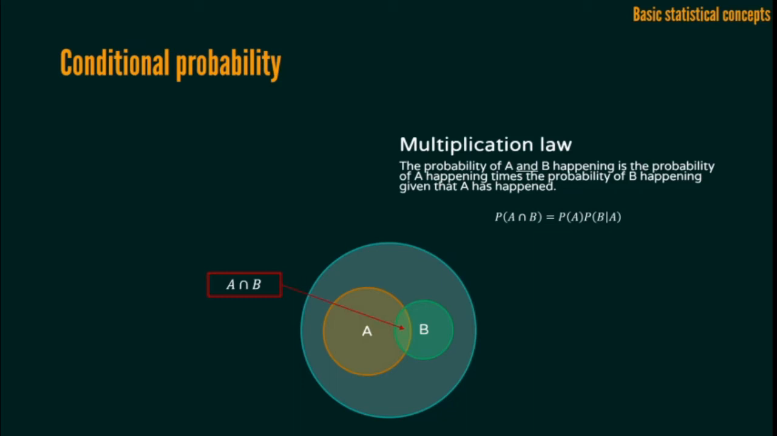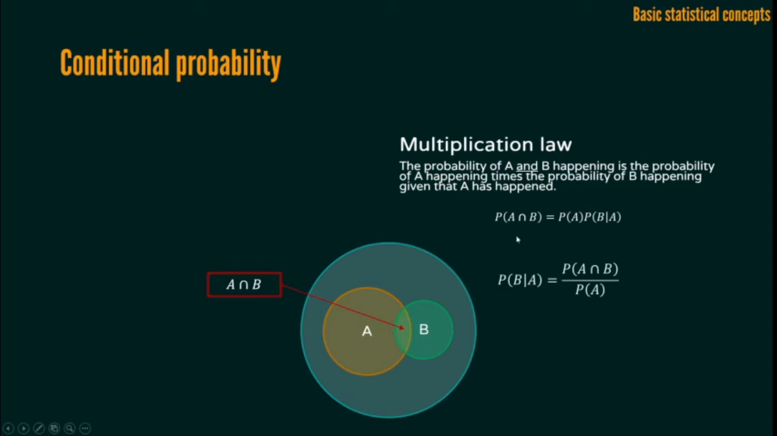You see this equation that captures the multiplication law? Because we're doing this using abstract symbols, we can rearrange it. We can rearrange it to describe the probability of B happening given that A happens. Watch.